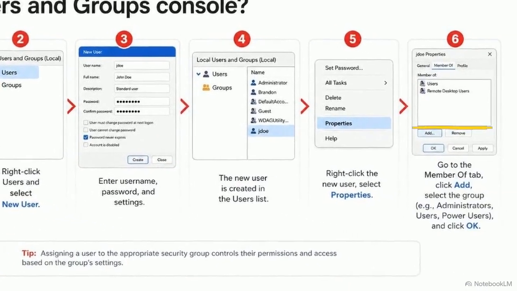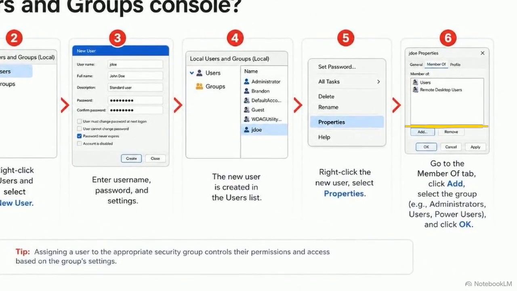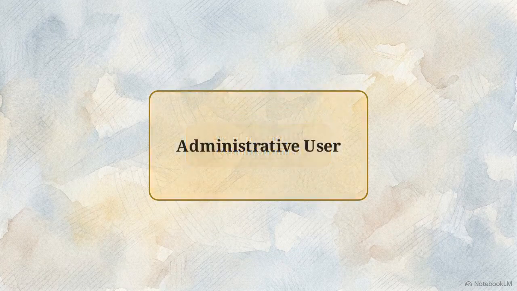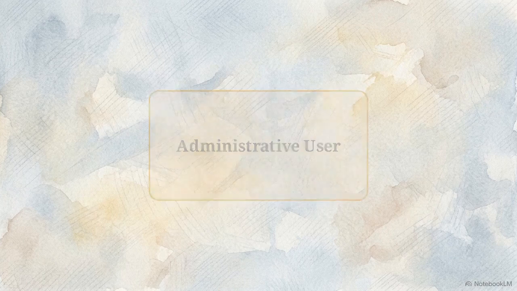A new account defaults to the Users group, which lacks the permissions for most administrative tasks. To elevate these permissions, go to the Member Of tab in the User Properties and add them to a security group like Administrators. In a professional environment, an account is simply a shell. It is the group membership that defines the user's actual operational capabilities on the system.